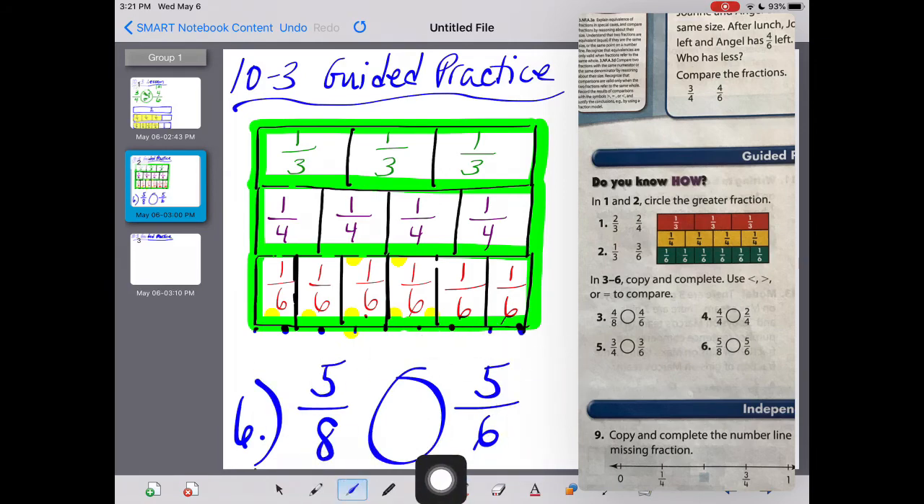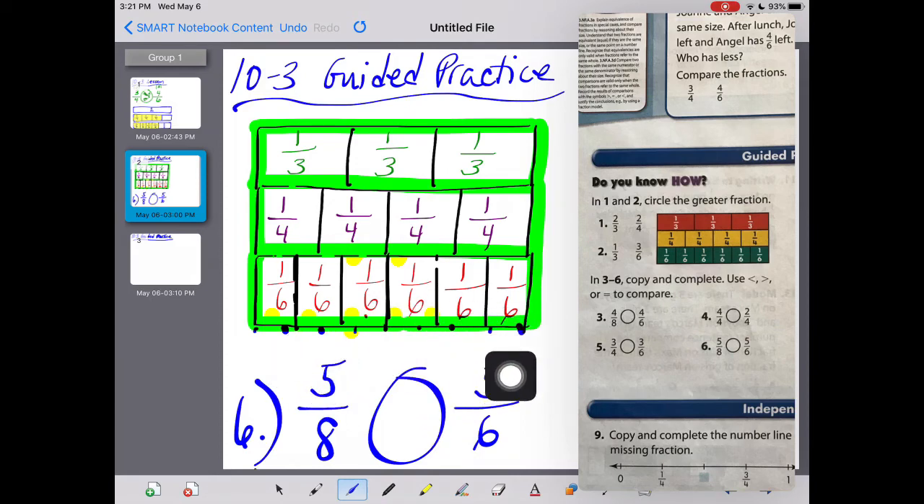So we can't just easily compare between the two because there's 8 in one whole and these have 6 in one whole, so they're different size pieces. But now let's take a look at the numerator. The numerator will tell us how many pieces we are looking at. Well, this one has 5 out of the 8, and this one has 5 out of the 6.